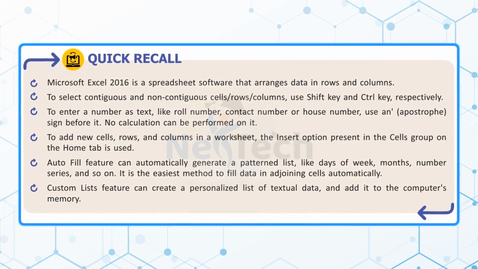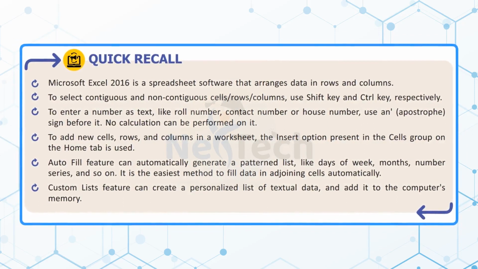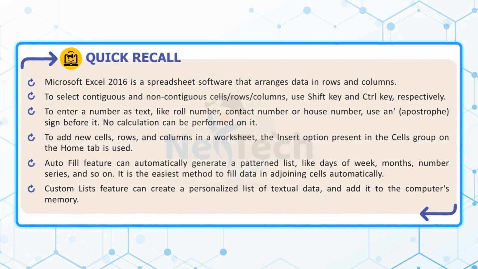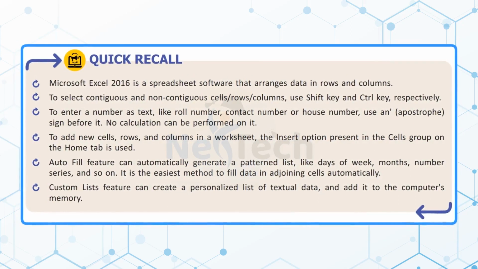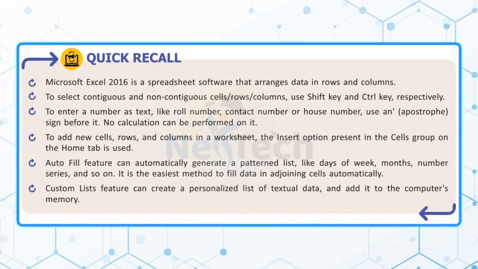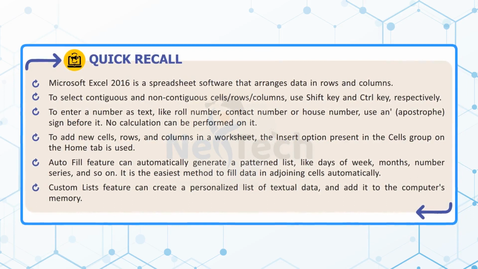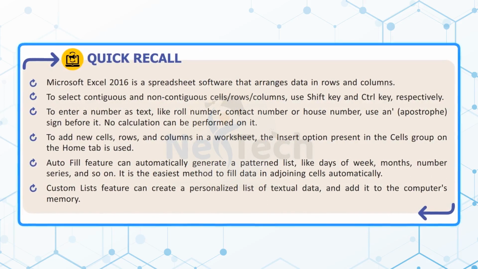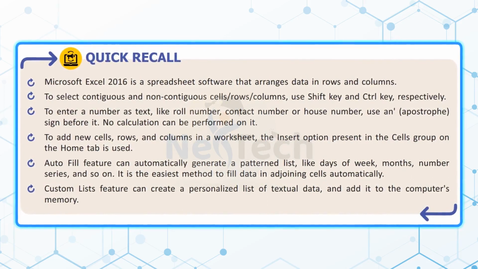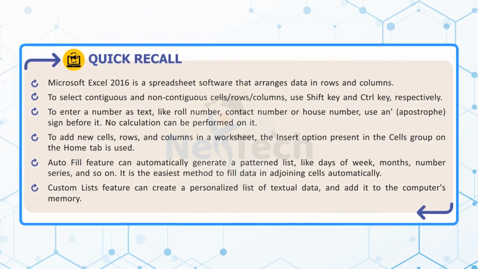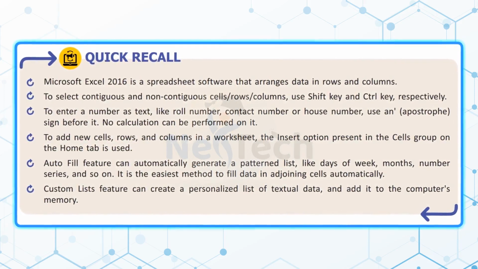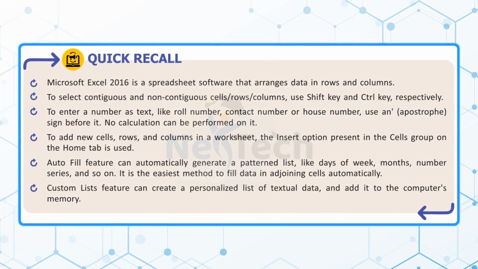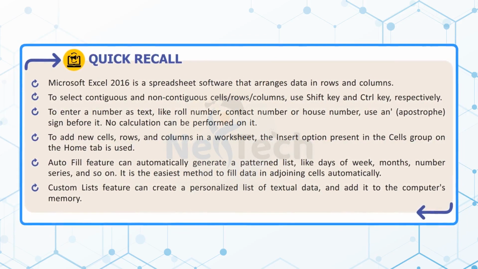To add new cells, rows, and columns in a worksheet, the Insert option present in the Cells group on the Home tab is used. Autofill feature can automatically generate a patterned list, like days of week, months, number series, and so on. It is the easiest method to fill data in adjoining cells automatically. Custom Lists feature can create a personalized list of textual data and add it to the computer's memory.